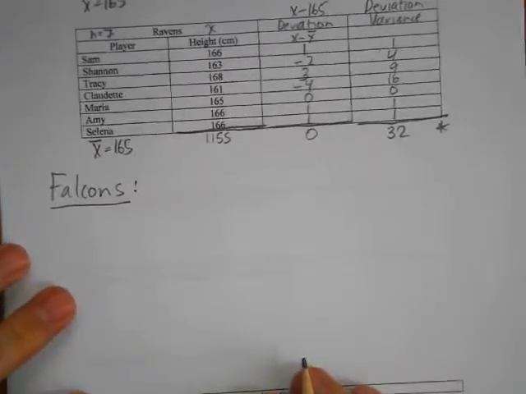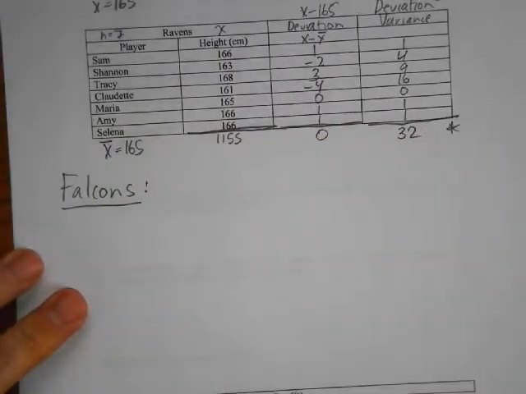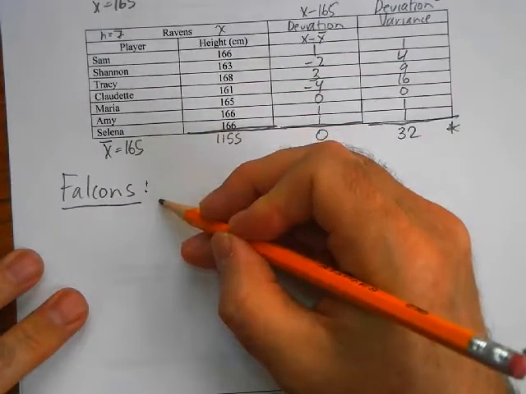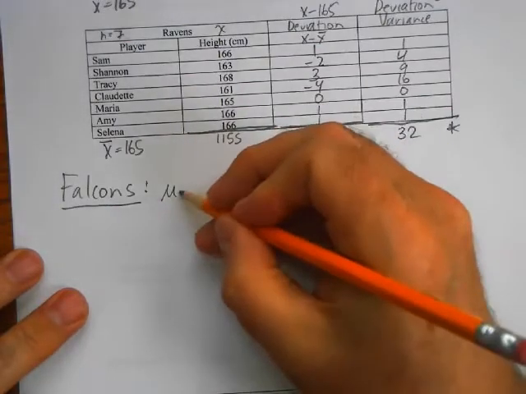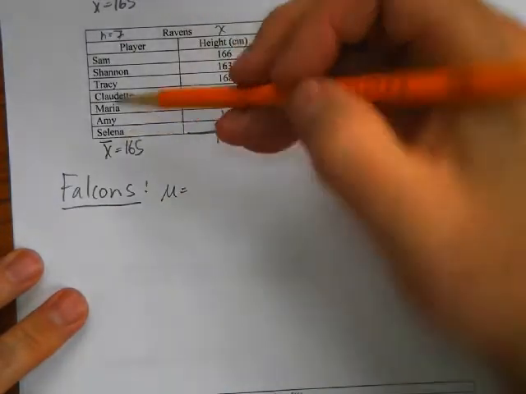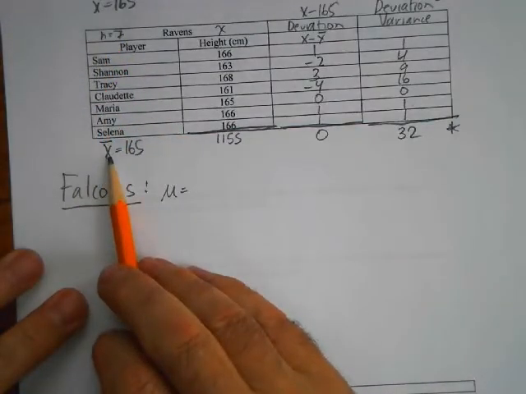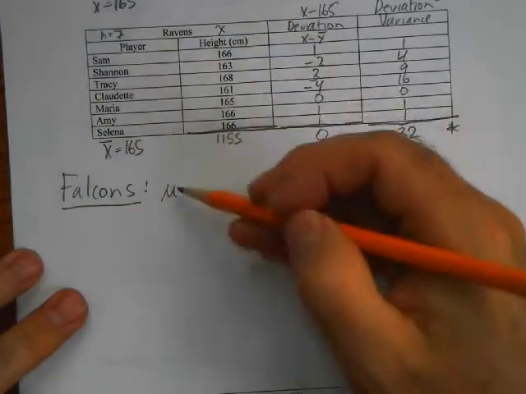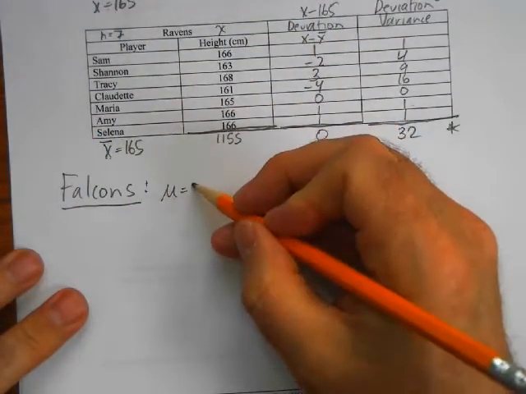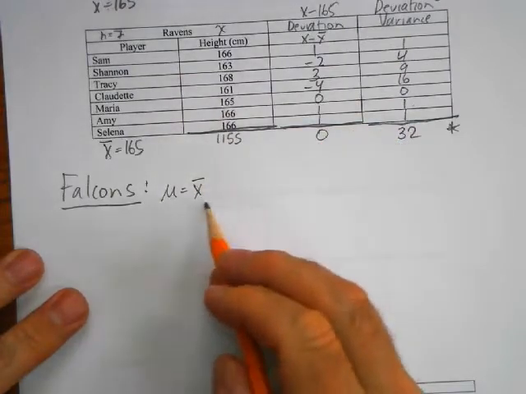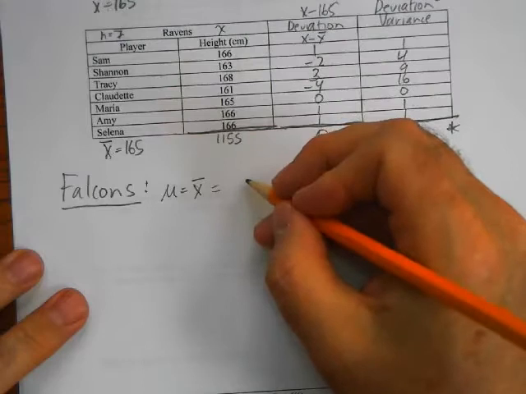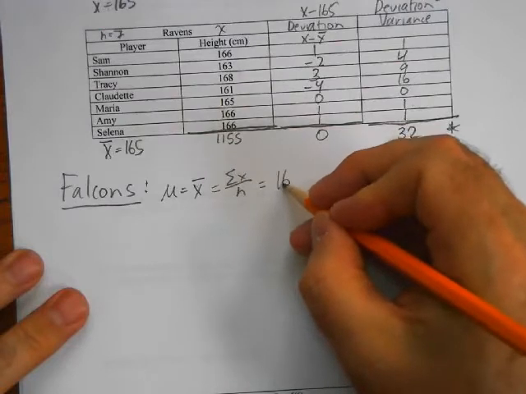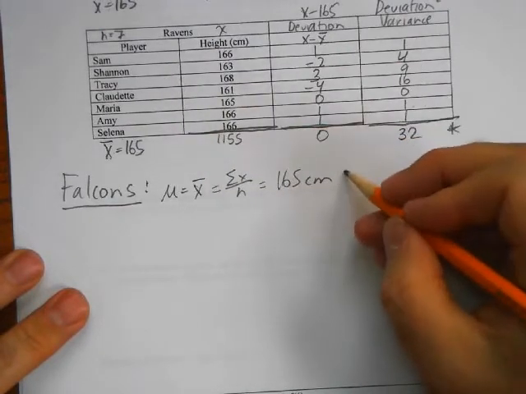Okay, so let's get back to where we were. Since this is a population, our mean, we're going to call that mu, which is basically what we calculated with our x bar. Now I could have called that mu at the time too. It's okay if you call it x bar here, but once you realize you're working with a population, you can call it mu. So these two are the same, and we've already calculated this. It's the sum of the x's divided by n, which was 165 centimeters. So this was our mean.